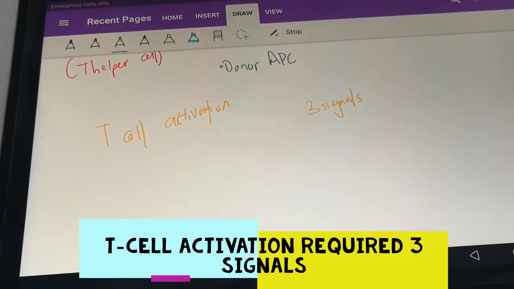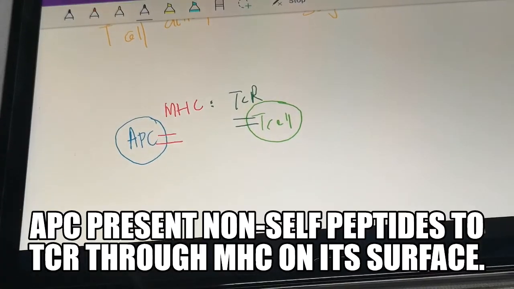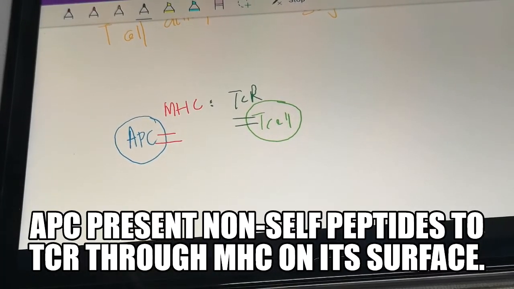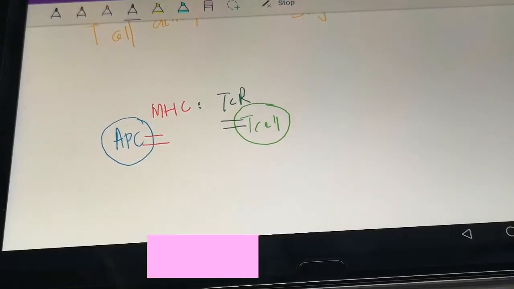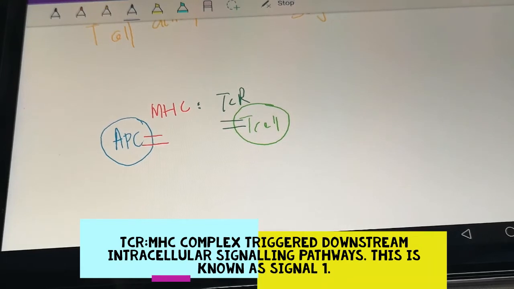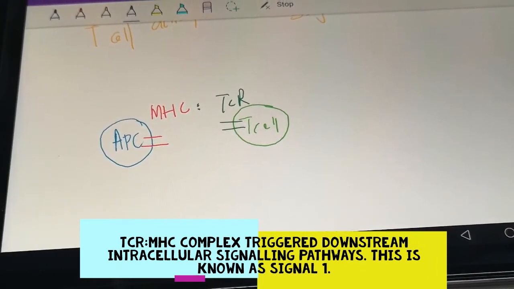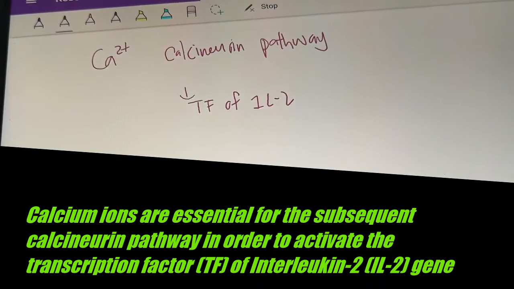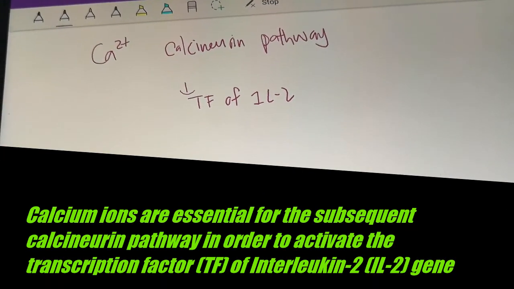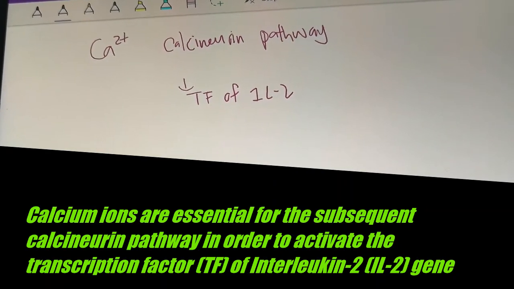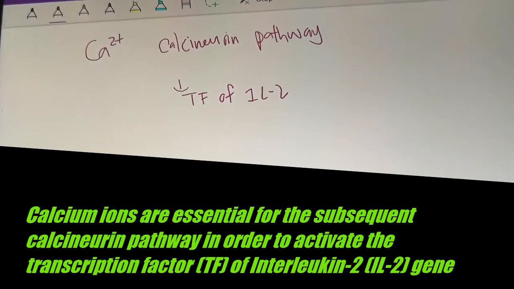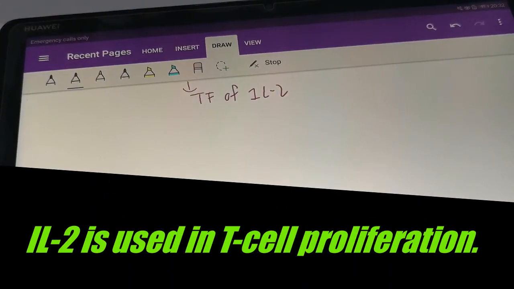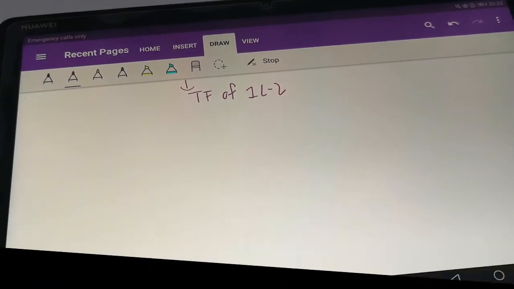T-cell activation requires 3 signals. APC presents non-self peptide to the TCR through the MHC on its surface. The TCR-MHC complex triggers a downstream intracellular signaling pathway, and this is known as signal 1. Calcium ions are essential for the subsequent calcineurin pathway in order to activate the transcription factor of interleukin-2 genes. IL-2 is then used in T-cell proliferation.